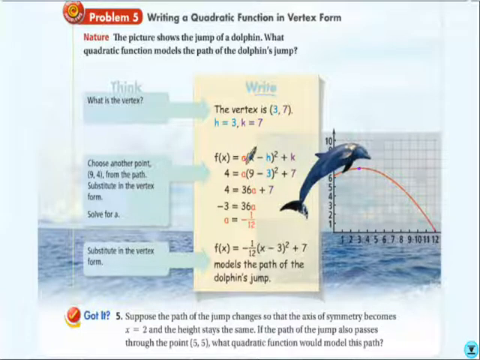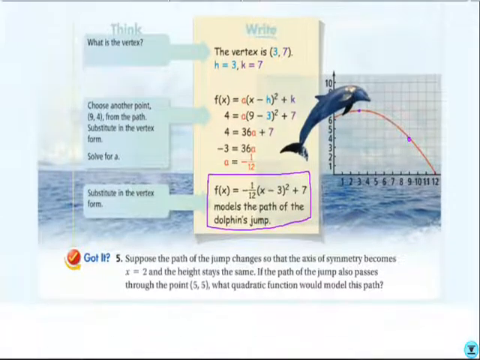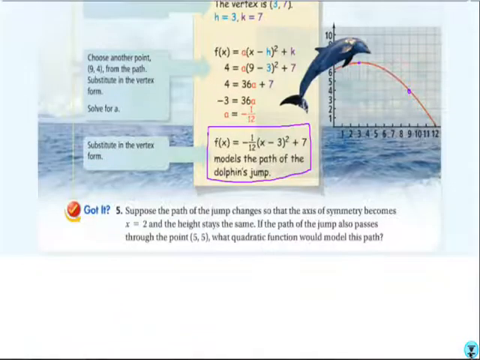We know that the a is going, well, we can solve for it, really. Choose another point from the path. So 9, 4, there's another point. So we plug in 9 for the x and 4 for the y, and we have h as 3 and k as 7. We plug all those in and solve for a and get negative 1/12. And then this right here is the quadratic function that models the dolphin's jump. Isn't that exciting, guys? You're going to look at the beach totally differently.